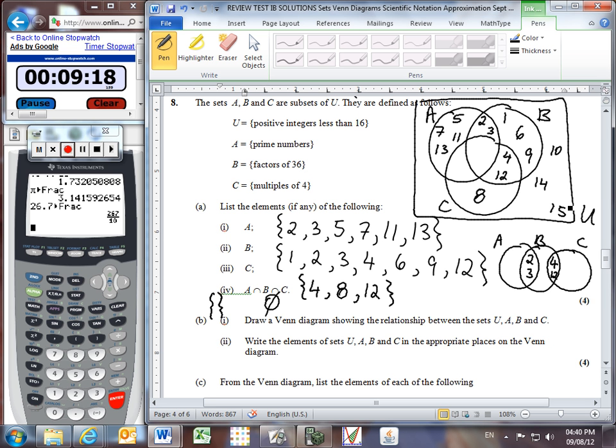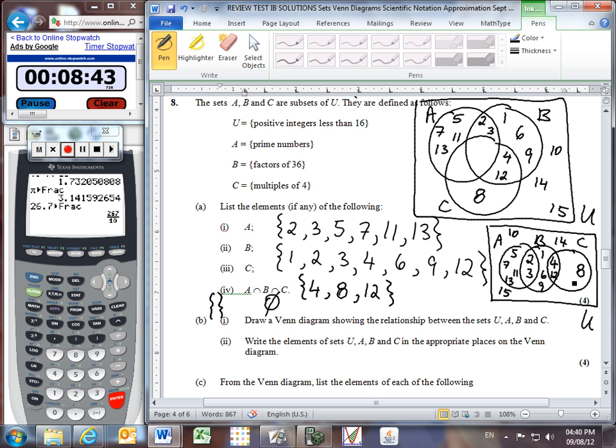And there's the Venn diagram, and I've already done part 2, writing the elements of the sets into the appropriate places on the Venn diagram. Now if you chose to use this model that I'd started already, let's just fill them in so you can see the rest of them. So A had 5, 7, 11, and 13, while C had 8, and B had 1, 6, and 9. And we know that on the outside, we've got only the elements 10, 14, and 15. So this would have been an even better answer.